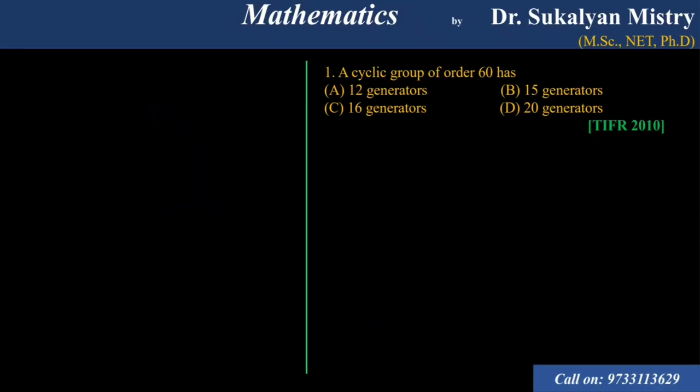A cyclic group of order 60 has 12 generators, 15 generators, 16 generators or 20 generators. We know that if G is a finite cyclic group of order n, then the number of generators of G is phi n. Okay, so that is Euler's phi function.